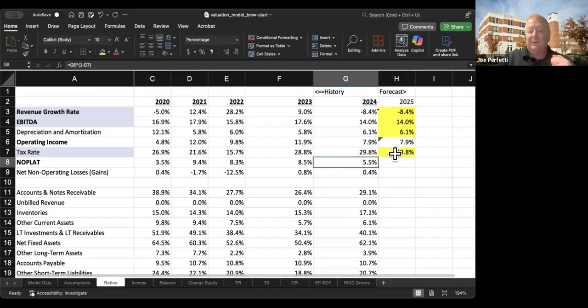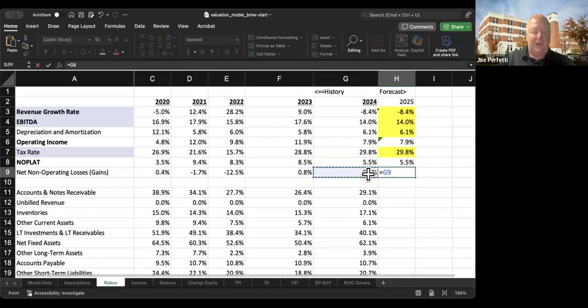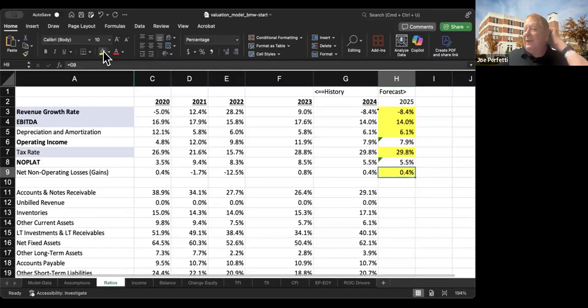If you want to be a little lazy, which I'm going to be lazy right now, take cell G8, copy it, go to cell H8, paste it, and basically paste that formula with a relative reference. So 5.5% no plat margin. And then finally, non-operating gains and losses equals the previous year. So H9 equals G9. And that's again something yellow because that might change. All right, those are the core operating items on the income statement, plus the one non-operating item that we are going to forecast for 2025.